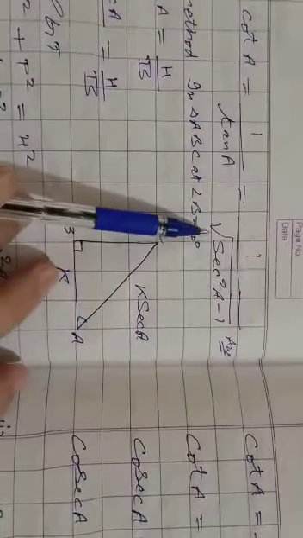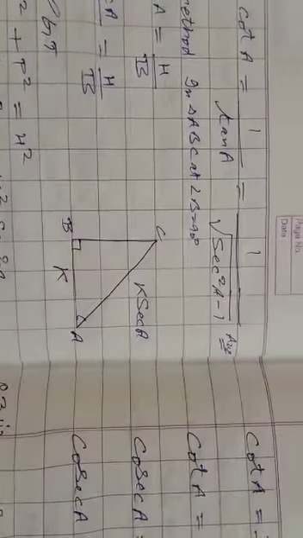Now, we write cot A is equal to 1 upon tan A. And the value of tan A is root of sec square A minus 1. So, we write 1 upon root of sec square A minus 1. This is your answer. Now, we discuss this question by the second method.